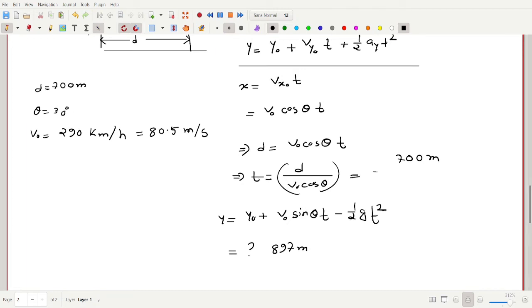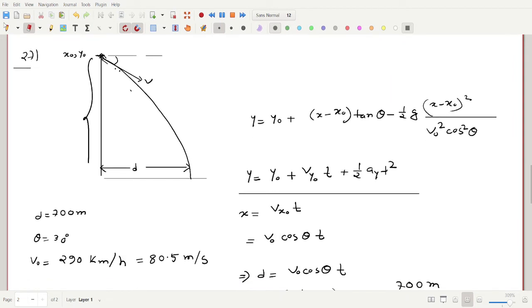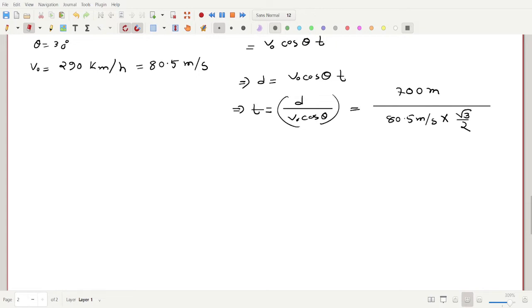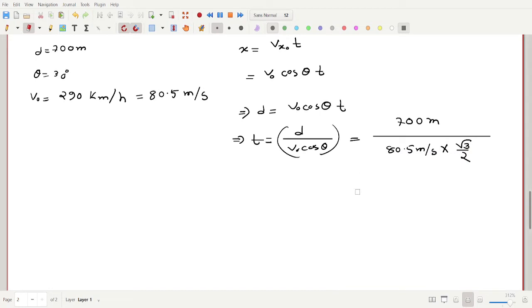700 meter divided by 80.5 meter per second into cos 30. Cos 30 is basically root 3 by 2. So calculate the value of t. So 10.05. Okay, good. 10.05. So thank you.